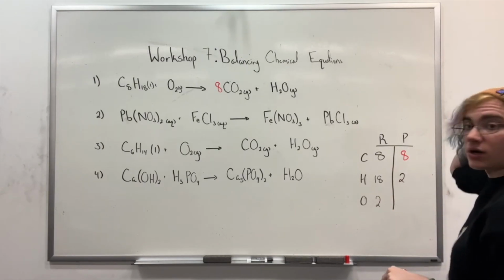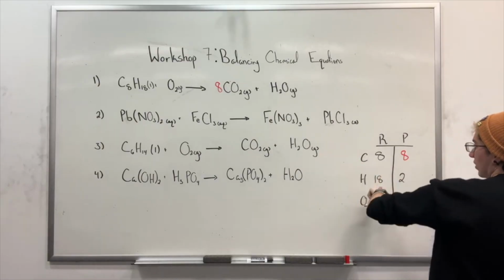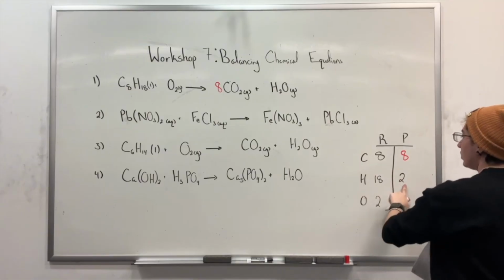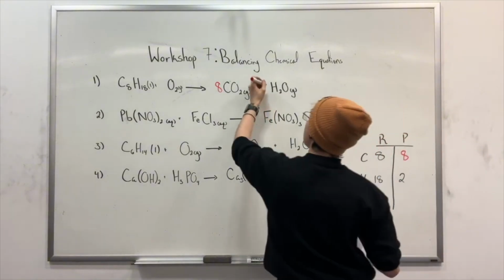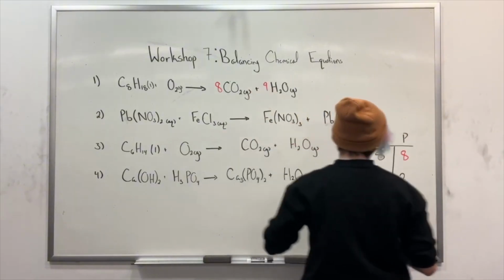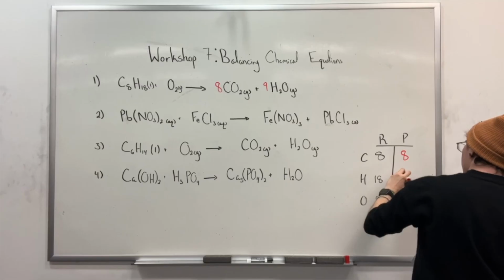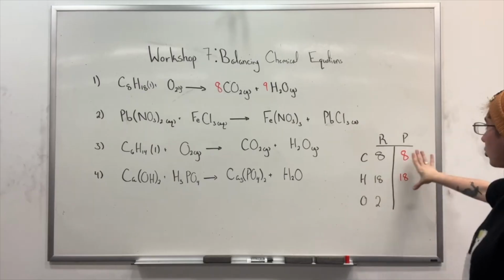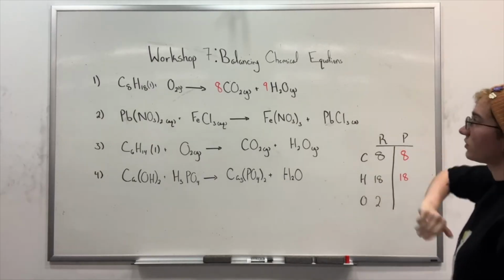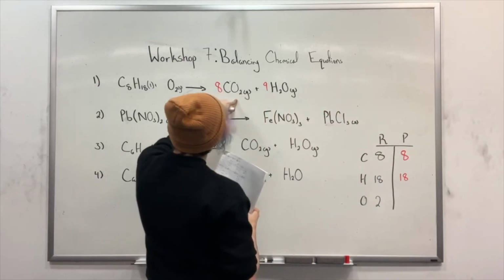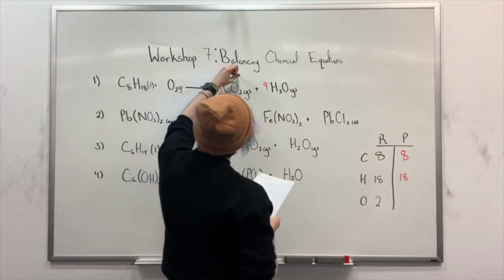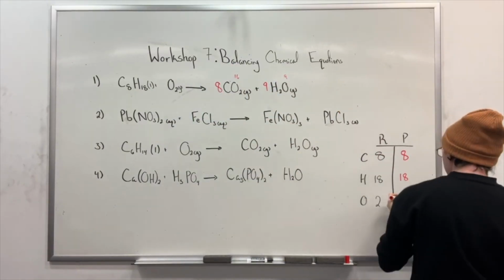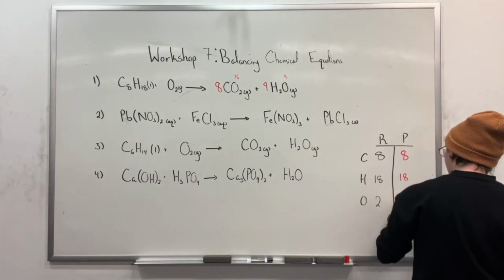I'm actually just going to wait to put that down. Let's balance our hydrogens first. 18 hydrogens on our reactant side, 2 on our product side. And so we need to bring the 2 up to 18. 2 times 9 gives us 18. And so now our carbon is balanced, our hydrogen is balanced. Let's focus on our oxygen to see what we need to do. 8 times 2 is 16. 9 times 1 is 9. 16 plus 9, we currently have 25 oxygen on our product side.